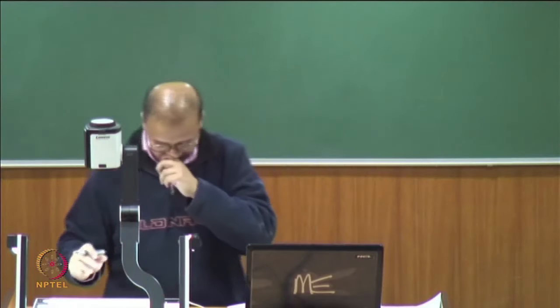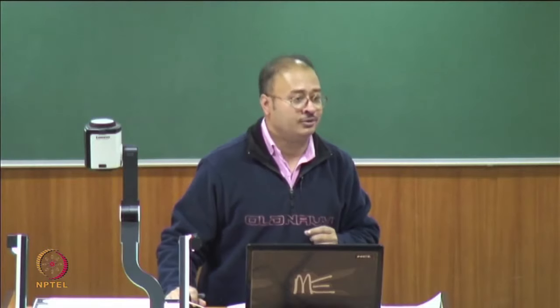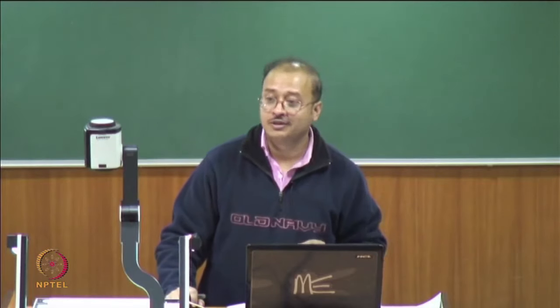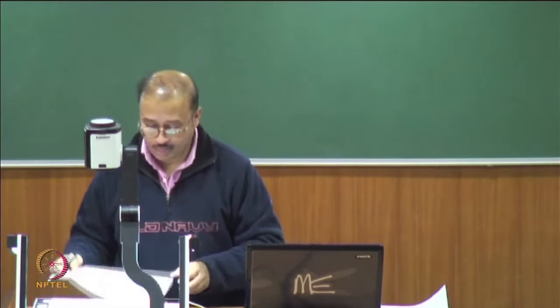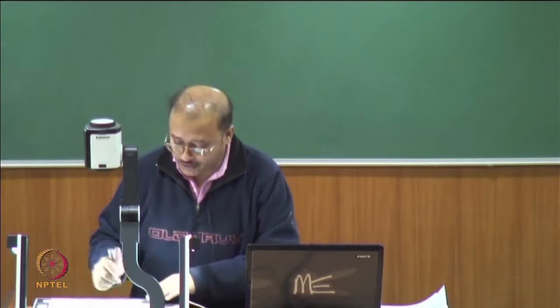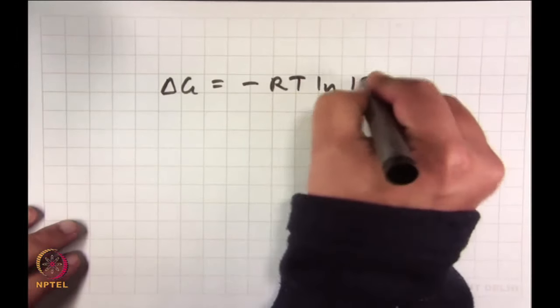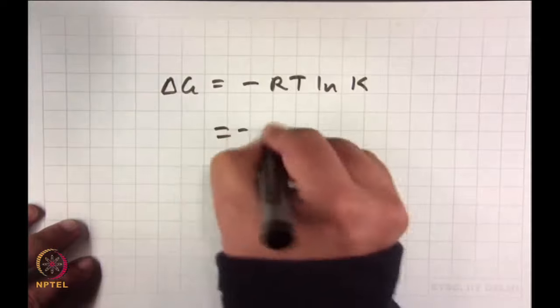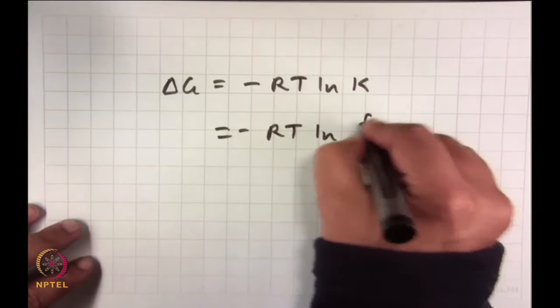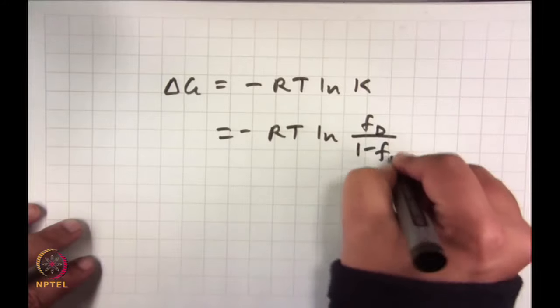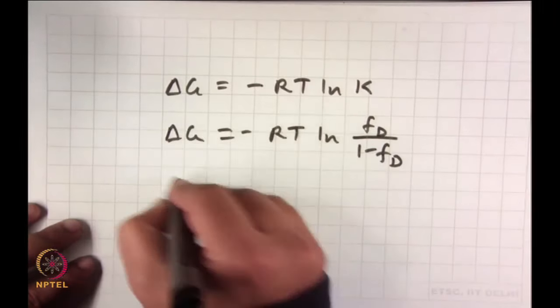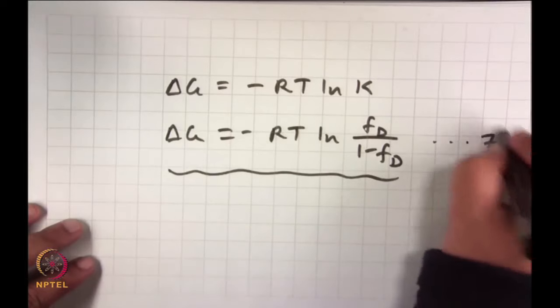Okay, makes sense. Now, what is the last piece of information we need? There is still one connecting equation we have to connect. Remember, we are always going for what? Delta G, free energy. So, the last equation, the last piece of the puzzle, is that delta G is equal to minus RT ln k equilibrium, or minus RT natural log f of d by 1 minus f of d, and there should be 7.